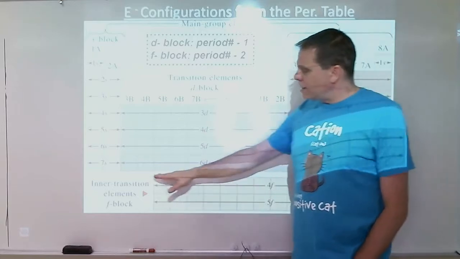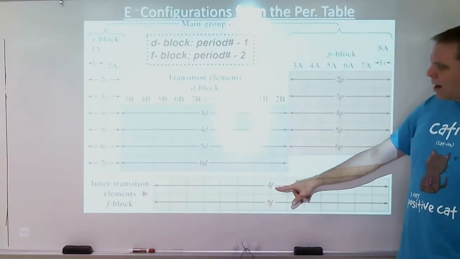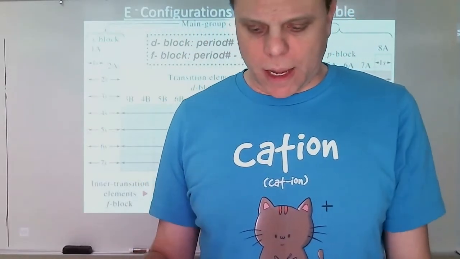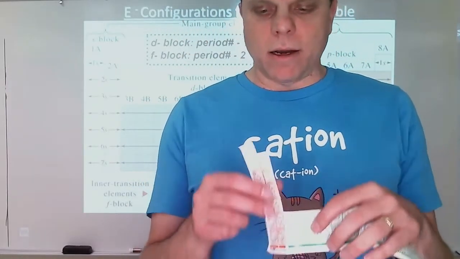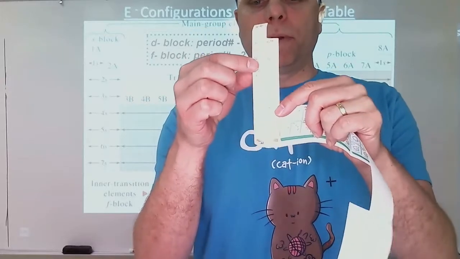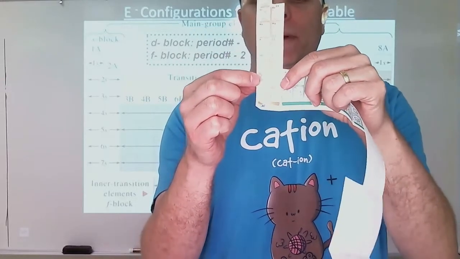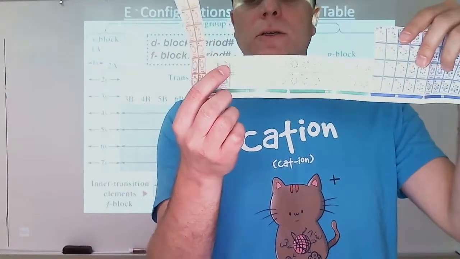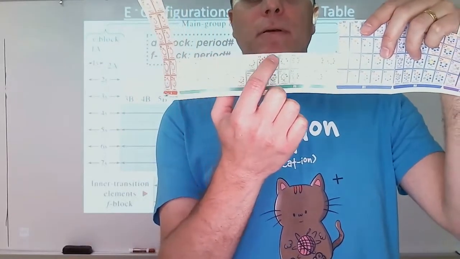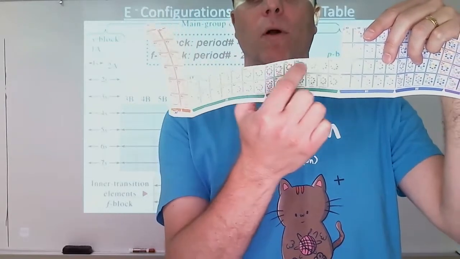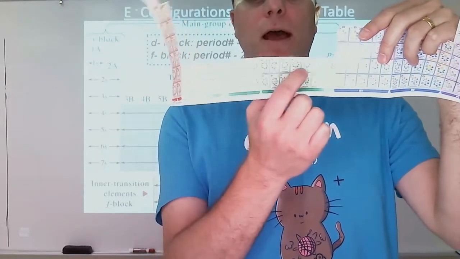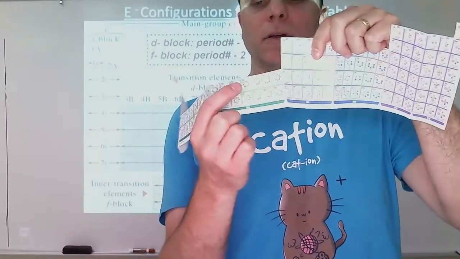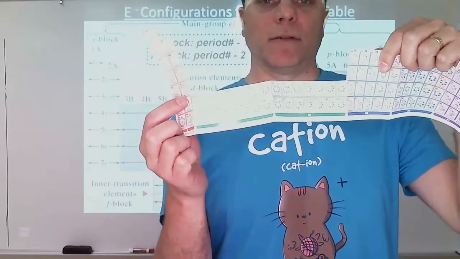Now, notice that our inner transition elements are actually stuck with 2 that you subtract from. They're minus 2, okay? So for instance, if I count down here, period 1, period 2, period 3, period 4, period 5, period 6. In period 6, I go to my F block that is 4F. So this is 4F, 6S, 4F, 5D. Okay, so the D's, you subtract 1 from the energy level, and then the F's, you subtract 2 from the energy level to figure out what they are.